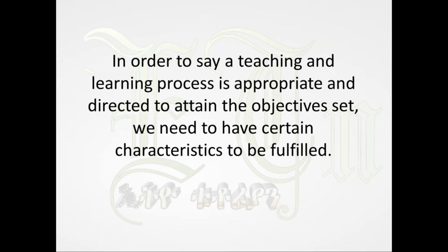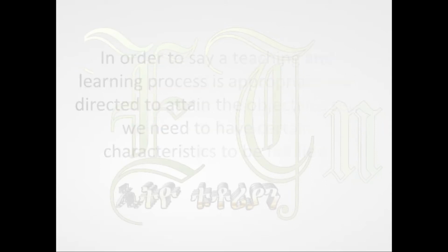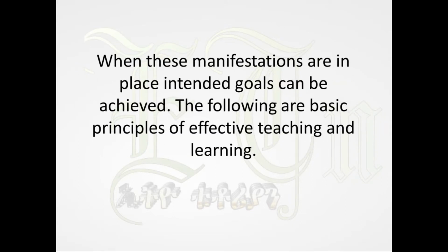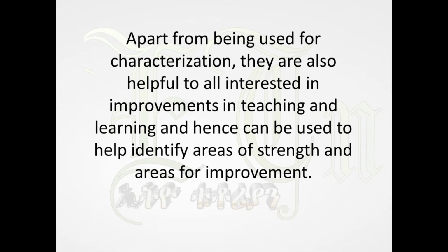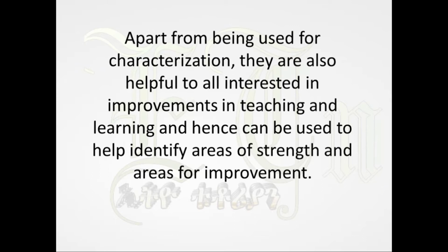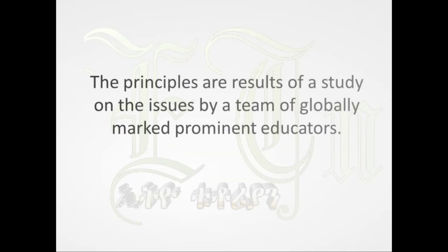In order to say a teaching and learning process is appropriate and directed to attain the objectives set, we need certain characteristics to be fulfilled. When these manifestations are in place, intended goals can be achieved. The following are basic principles of effective teaching and learning. Apart from being used for characterization, they are also helpful to all interested in improvements in teaching and learning, and hence can be used to help identify areas of strength and areas for improvement.